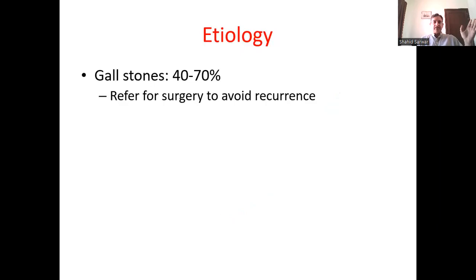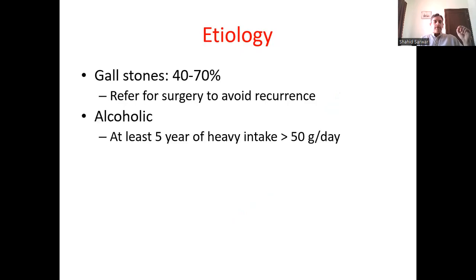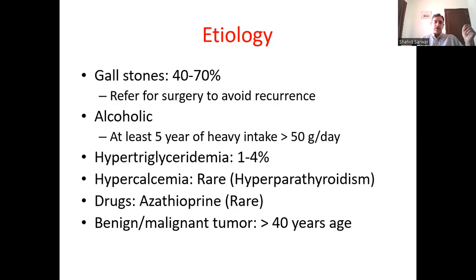The importance of this is that once the patient has recovered from acute pancreatitis, you need to refer this patient to surgery. Alcoholic pancreatitis needs heavy consumption of alcohol over a period of time, at least 5 years, more than 50 grams per day. Otherwise, the usual social intake of alcohol is not going to lead to this complication.